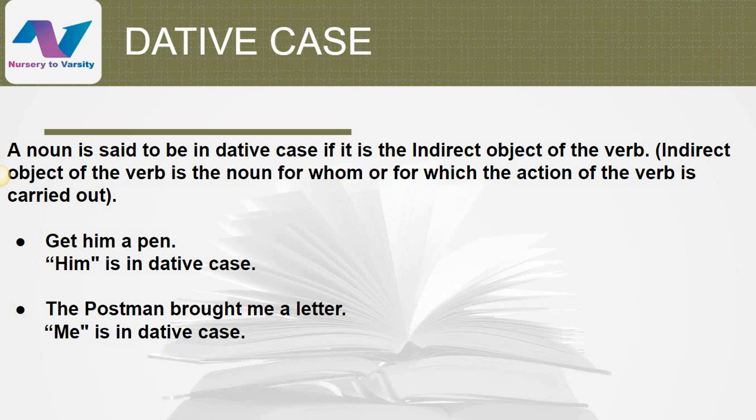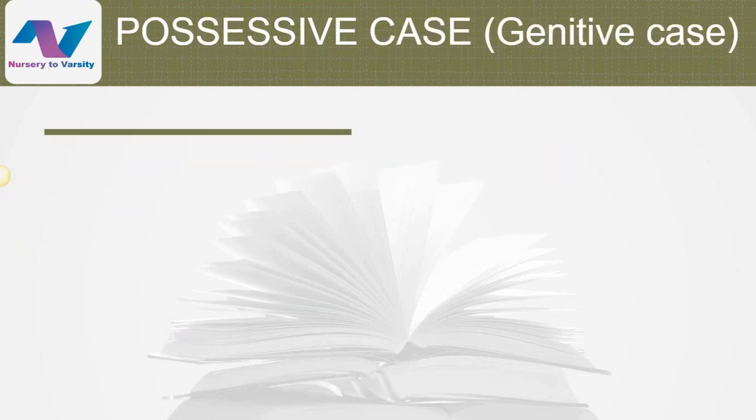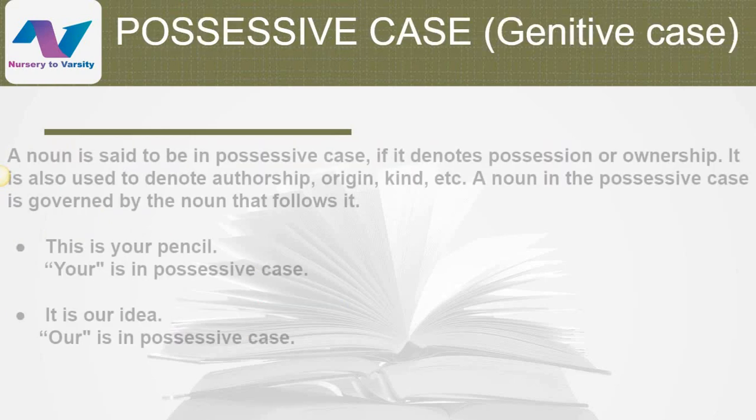Now what is "me" here? Again, "me" is a supportive role here. So "me" is supporting that the letter that has been bought is for me. So "me" is in dative case, reason being an indirect object.